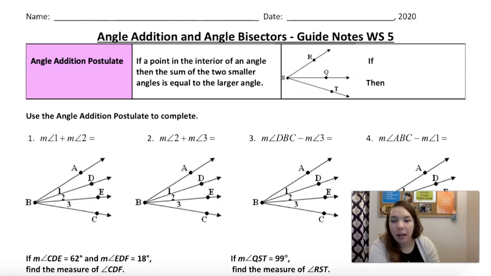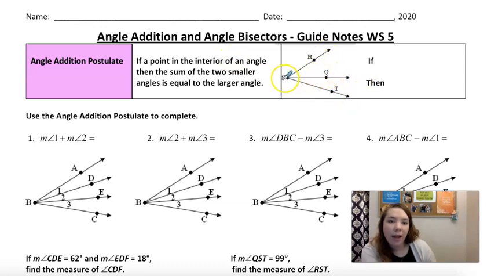All right. We were talking about angles yesterday, so now we're going to talk about the angle addition postulate, which is very similar to our segment addition postulate. So it says if you have two smaller angles, you can still add them together to make your larger angle. So here it says, if a point is in the interior of an angle, then the sum of the two smaller angles is equal to the larger angle. I think we missed a word here, is in the interior of an angle.